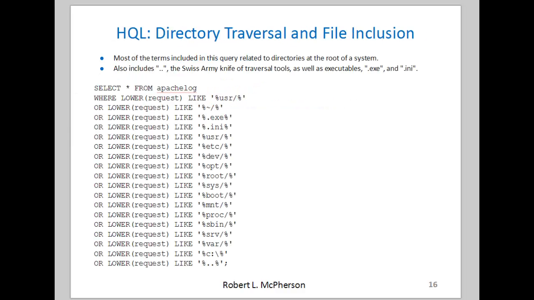Following is an example. This example is called directory traversal and file inclusion. This kind of attack traverses the directory, usually at the root of the system, and also can call up executable files, .exe and .ini, for instance. And we see that we're using the like operator to find these terms, and the percent sign simply means to look for these terms regardless of what precedes or follows them. And notice that I am using the function lower. We have to convert everything to lowercase since the like operator for Hive is case sensitive, unlike most databases.